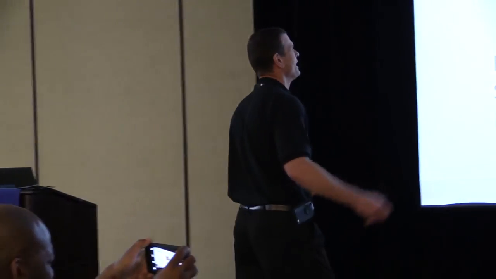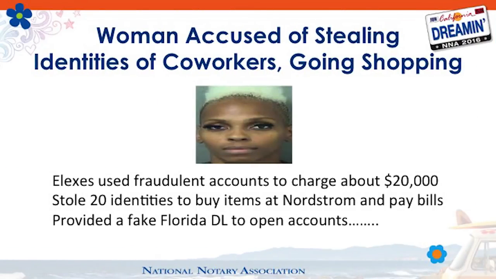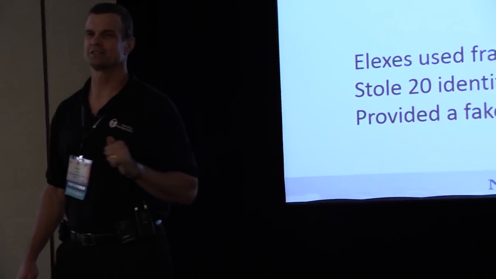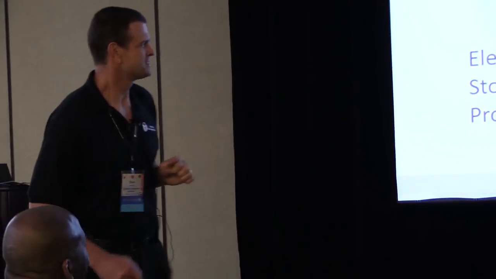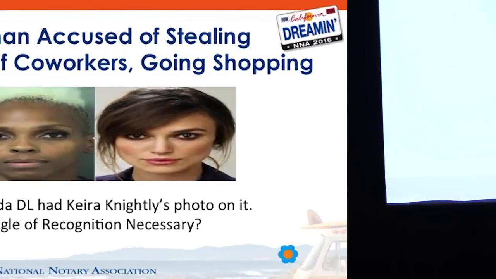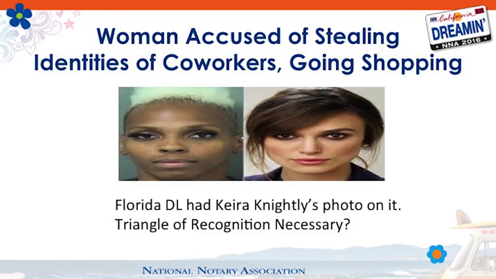Well, believe it or not, look at this. Alexis right here made some fraudulent accounts and charged about $20,000. She stole items from Nordstrom and to pay bills, and she provided a fake Florida driver's license. What's unique about this is that her picture was Keira Knightley. Now really, do we need a triangle of recognition to tell the difference between these two people? That's people not even paying attention, right? Give me your license. I don't know if they even checked the license, but that's the license she provided, all right? They weren't even looking.